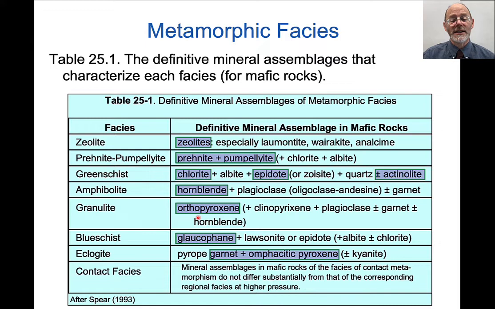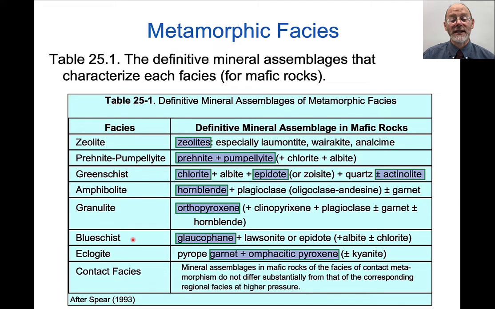Granulite facies is defined by the occurrence of orthopyroxene, and it can have lots of other minerals. Clinopyroxene, misspelled I realize. Plagioclase is very common. If it's more iron-rich, it can have garnet. If it has enough water, it can have hornblende. But it's really the occurrence of orthopyroxene that defines granulite facies.